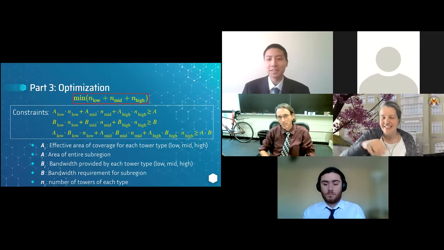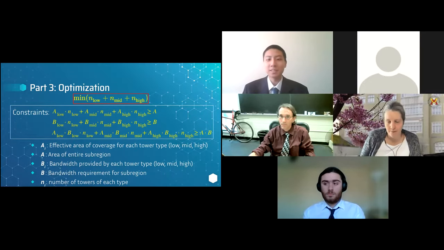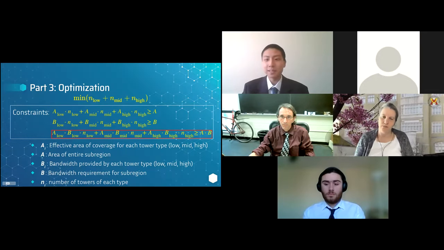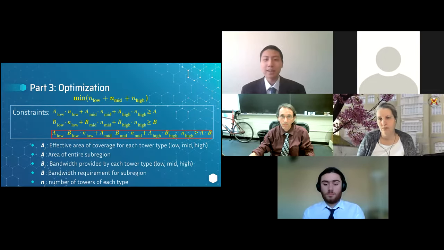Yeah, so I can answer that. Just to summarize again, for the first one, the area of all the cell towers must be greater than the area of the subregion. And for the second one, the total bandwidth provided by the cell towers must be greater than the bandwidth requirement of the subregion, which is pretty simple. For the third constraint, at first we decided to only include the first two, but after some testing, we realized that, for instance, a low band tower could cover the area of a subregion, and a high band tower could cover the bandwidth needed for the subregion, without necessarily distributing that bandwidth throughout the region. So the third constraint covers that possibility and ensures that the cell towers can provide bandwidth to all parts of the region.